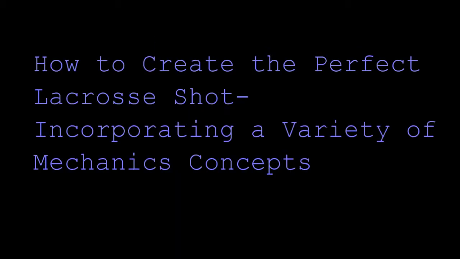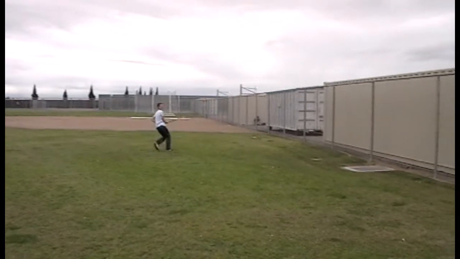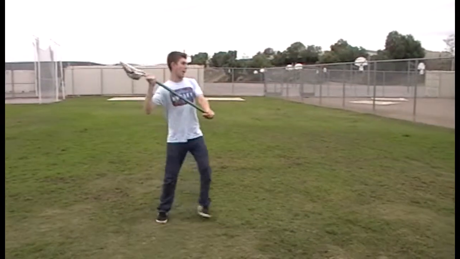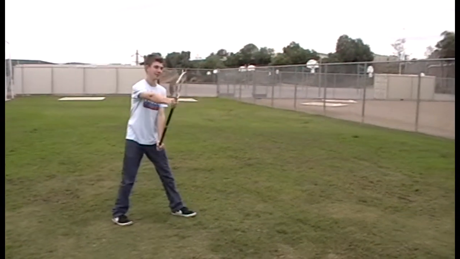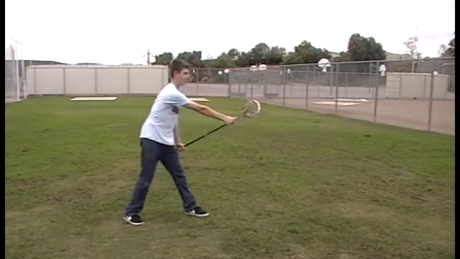But we're going to go over a couple of the problems that people have that hinder their shot speed. Problem 1. Hand placement. The lacrosse stick works as a lever, with the top hand and the bottom hand creating a torque that turns the axis of rotation.